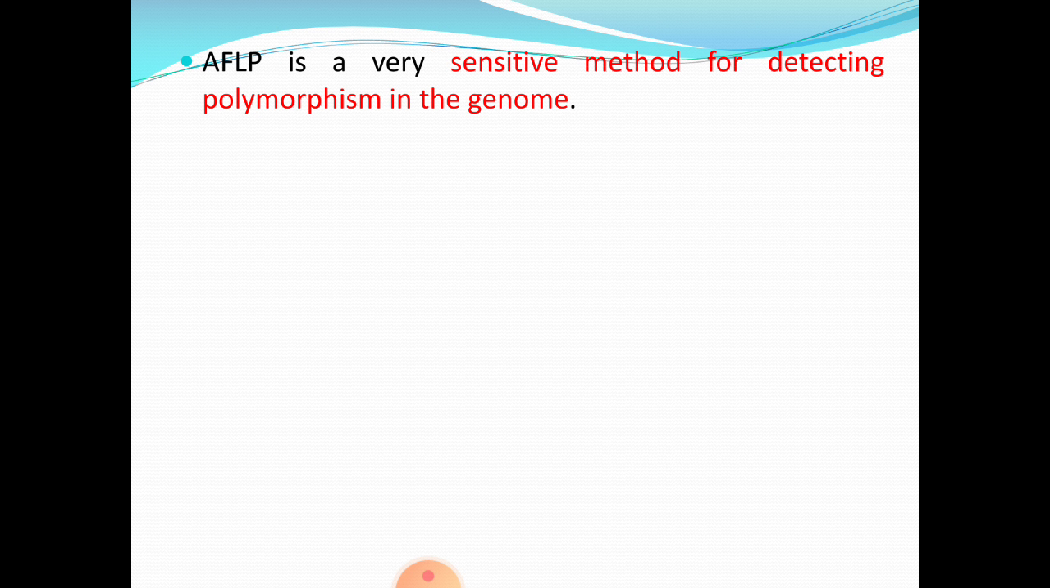AFLP is a very sensitive method for detecting polymorphism in the genome. The same job is done by RFLP, and the same job is done by RAPD, but of the three, AFLP is quite a sensitive method for detecting polymorphism in the genome. It is based on the principle of RFLP and RAPD. In a way, it is a hybrid of RFLP and RAPD.